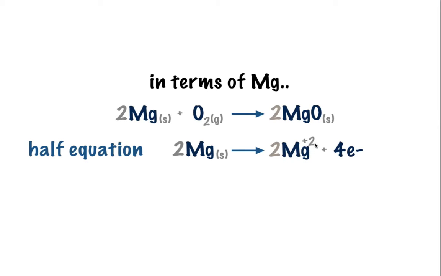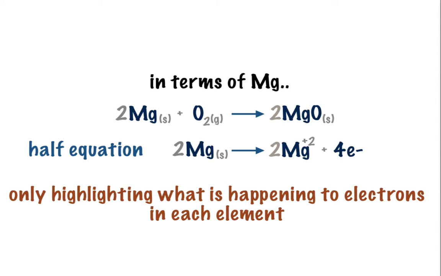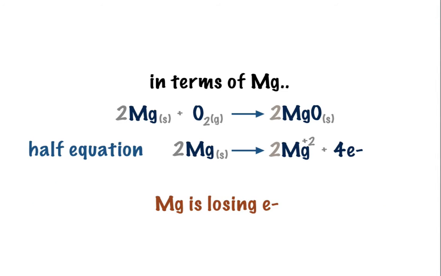however many electrons magnesium is donating, you just multiply that by 2 because there's actually 2 magnesium ions involved, not just 1. So because there's 2 magnesium ions, we actually have a total of 4 electrons that are being donated. Okay? So we're only highlighting what's happening to the electrons in each of these elements, and that's what these half equations are going to do for us.